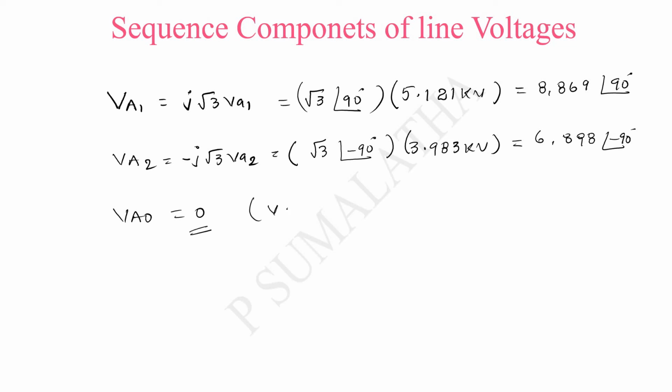Even though the zero sequence component of the phase voltage is present, the zero sequence component with respect to the line voltages will always be equal to 0. So directly we can take VA naught value as 0. Now we have got all the sequence components of the line voltages. Then directly we can find out the line voltages.